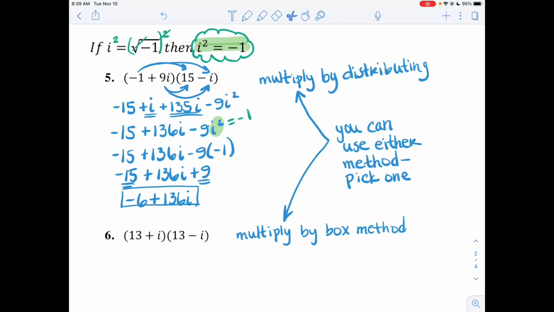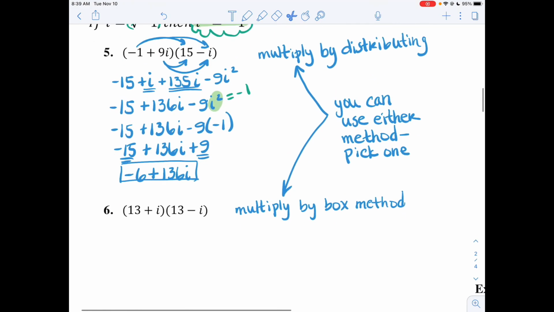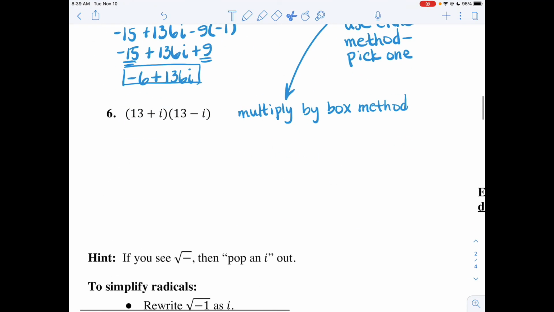For this next method, I'm going to show you multiplying using the box method. And so once I show you that method, I want you to pick one of the two methods to continue using from here on out. Either multiply by distributing or multiply by the box method. You can use either one on any multiplying problem. So let's take a look at box method of multiplying.